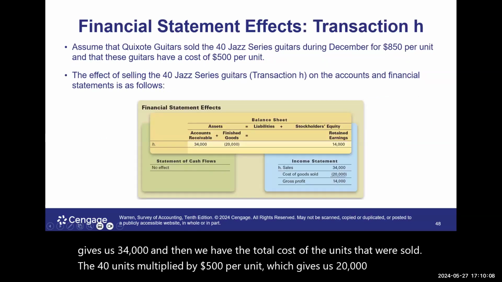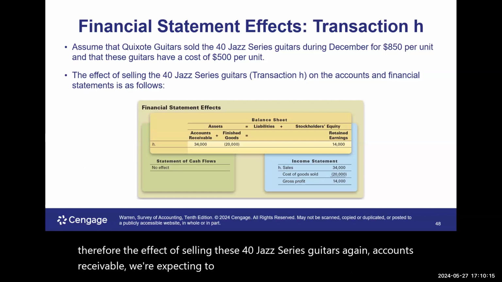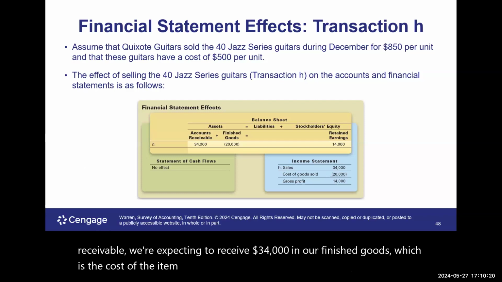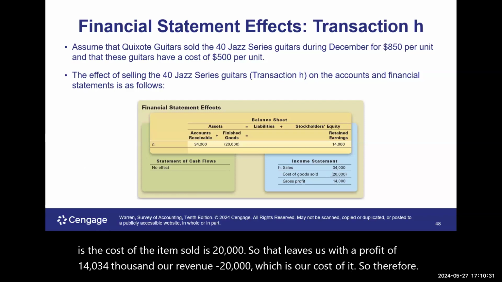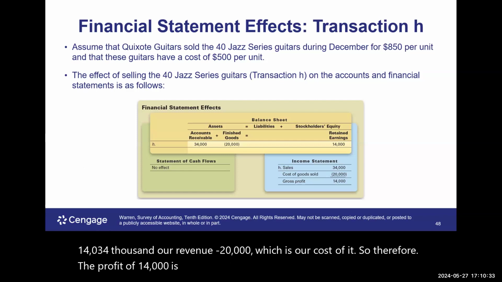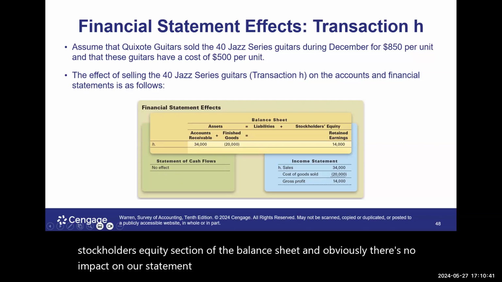So therefore, the effect of selling these 40 Jazz Series guitars, again, accounts receivable, we're expecting to receive $34,000. And our finished goods, which is the cost of the item sold, is $20,000. So that leaves us with a profit of $14,000: $34,000, our revenue, minus $20,000, which is our cost of goods sold. So therefore, the profit of $14,000 is recorded under our retained earnings in the stockholders' equity section of the balance sheet. And obviously, there's no impact on our statement of cash flows because no cash was received and no cash was paid.